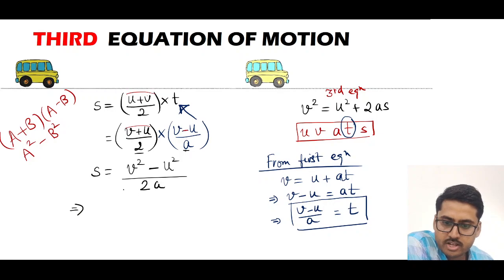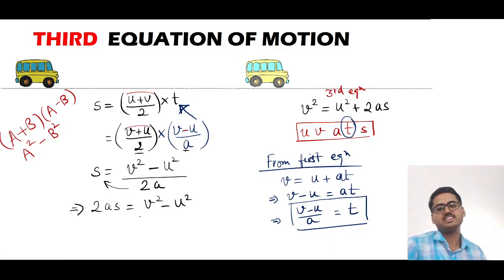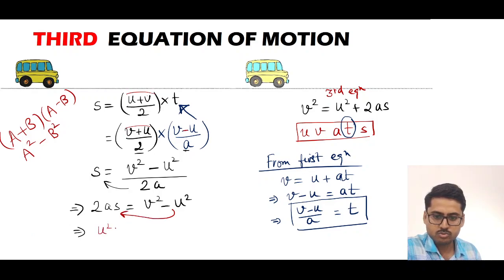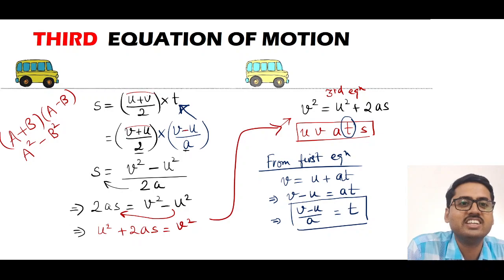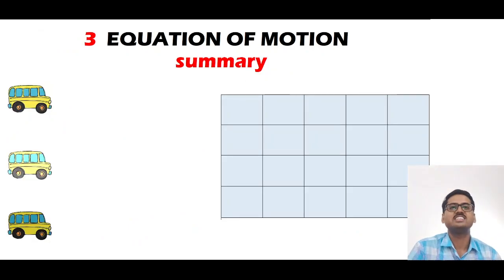So from here, if I again multiply and write it like this, 2as is equals to v square minus u square. And just now we can simply do a small transposition here. We can send this u square to the left hand side. I will get u square plus 2as is equals to v square. And to get this equation, we just have to change left hand side to right hand side, and hence you get the third equation of motion. So I hope you have got the three equations of motion. Its derivation is clear to you.